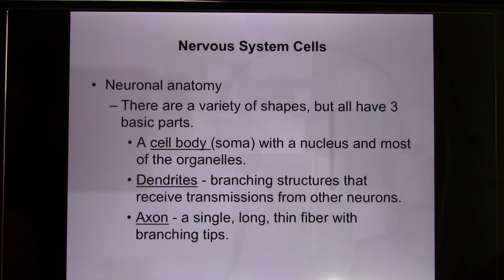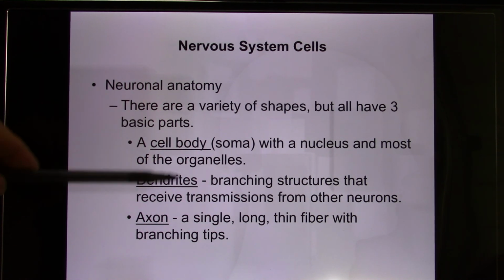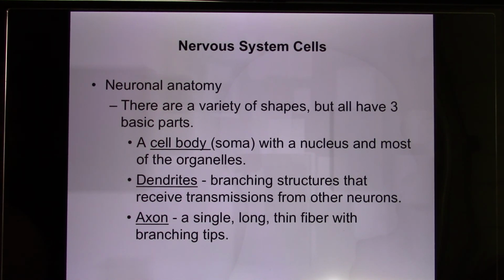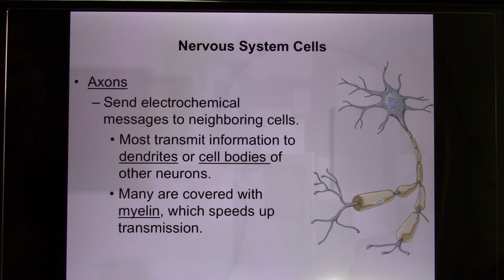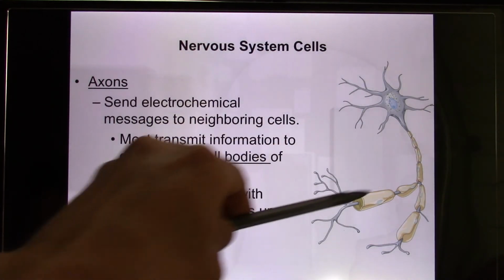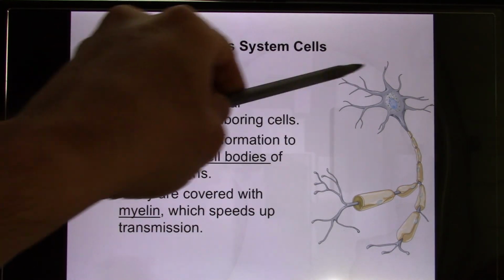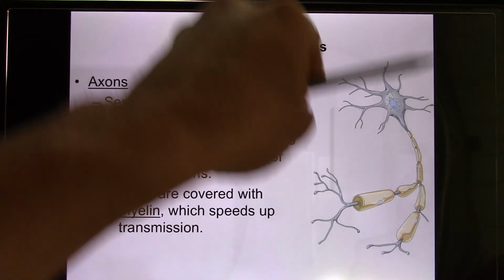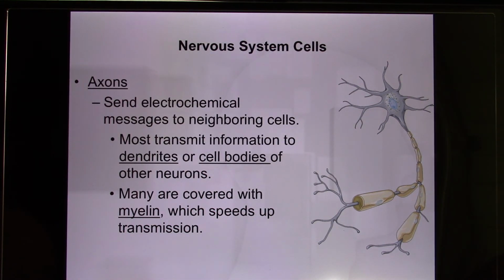So the neuron has the cell body, has the dendrites that receive the input, and the axon, and that's where they send the signal out. So the axon sends the electrical signal, and usually it will go to the dendrite, sometimes to the cell body of the other neuron, because on average, every neuron receives hundreds, if not thousands of inputs, so some of them will go to the cell body.